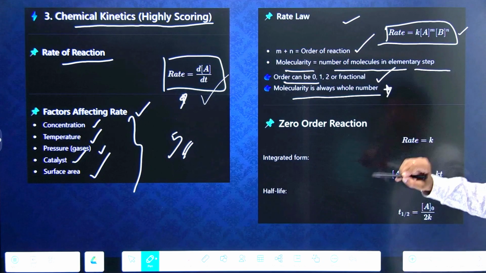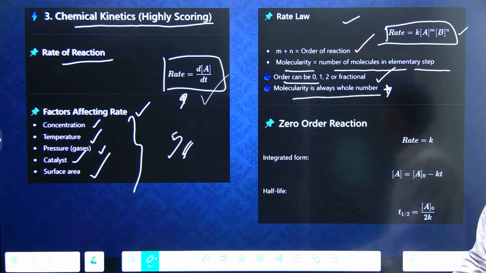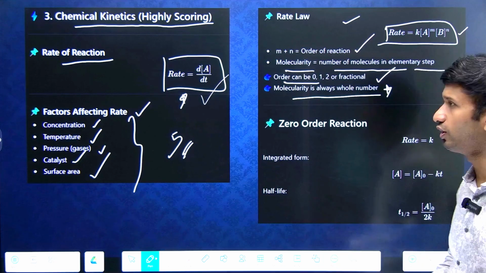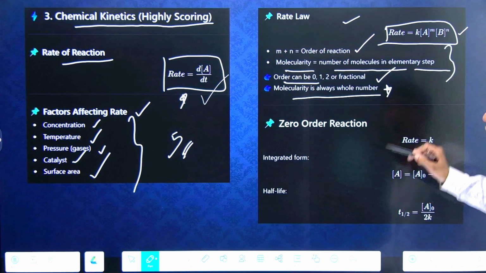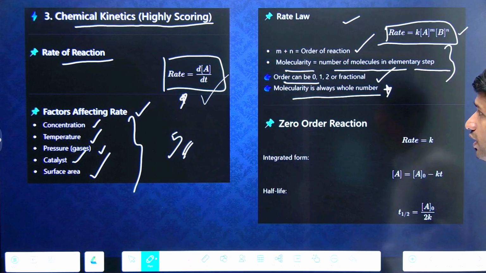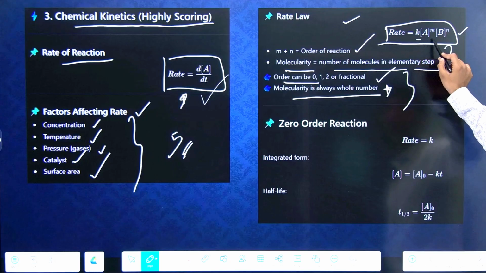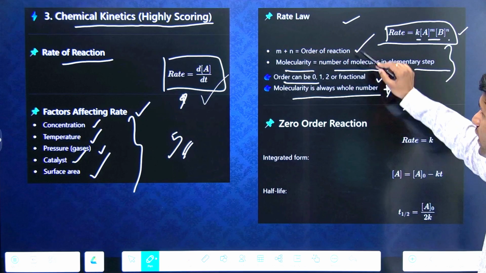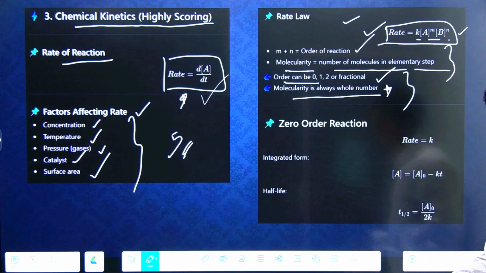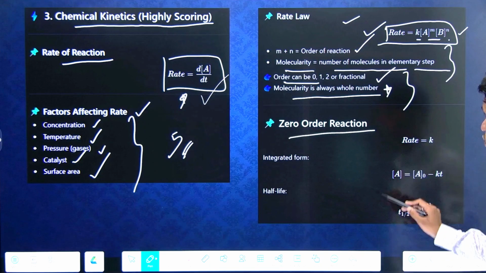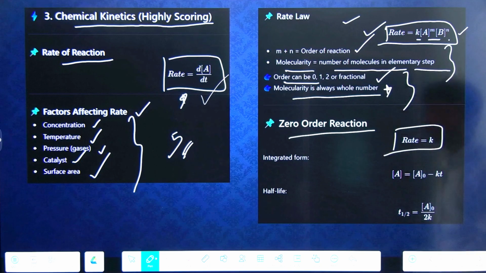This is an important point that you need to keep in mind, and also the difference between the order and molecularity. We have understood what the order of reaction is, what the molecularity is, and how they are different from each other. Rate equals K into A to the power m into B to the power n. So hopefully you have understood the rate law as well. Zero order reaction, rate equals K. So this is an important relationship. Rate equals K in the zero order reaction.